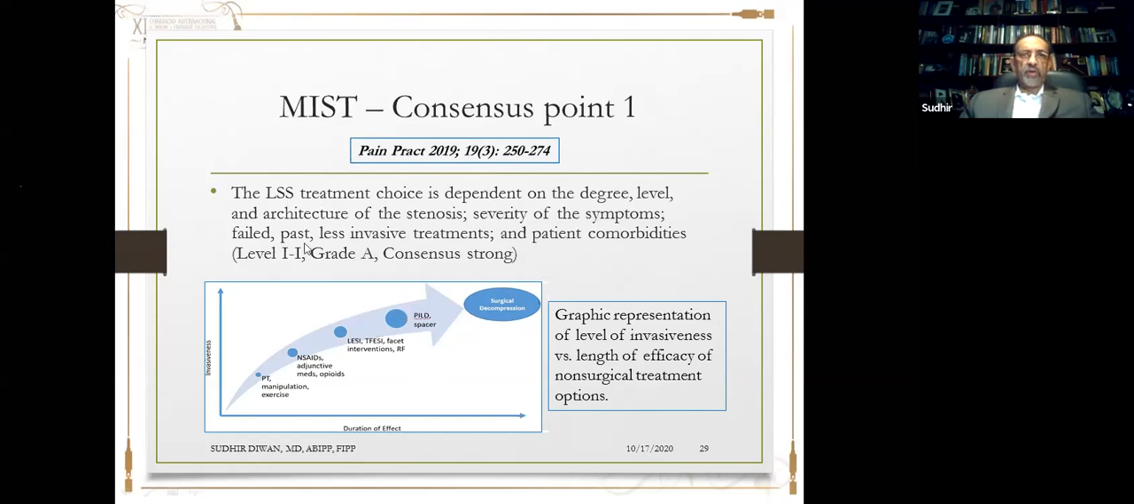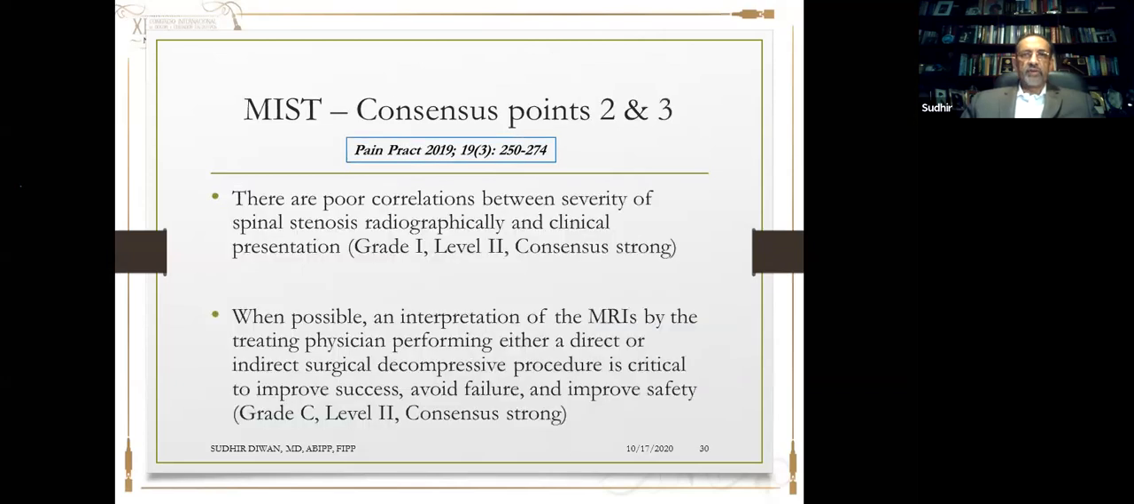Point one: the lumbar spinal stenosis treatment choice is dependent on the degree, level, and architecture of the stenosis and the severity of the symptoms. If you find stenosis in your imaging studies but symptoms are not severe, the patient's treatment should be based accordingly, and the patient should not be sent for decompression or something like that. Points two and three: there is poor correlation between the severity of spinal stenosis symptoms and imaging studies. And when possible, an interpretation of the MRI by the treating physician should be done.